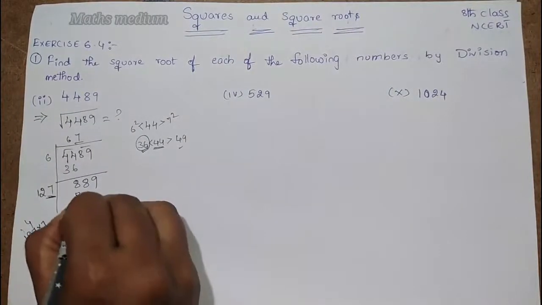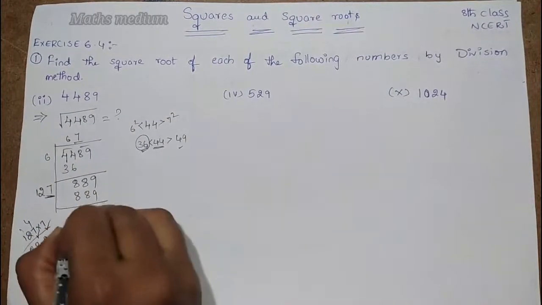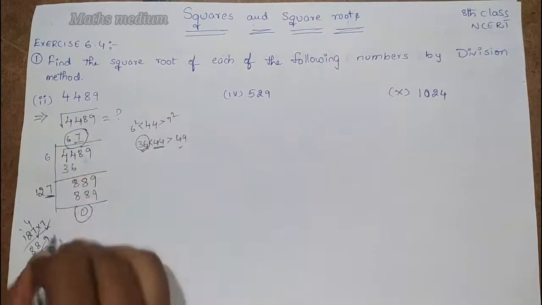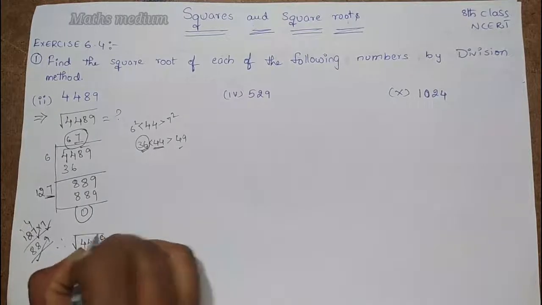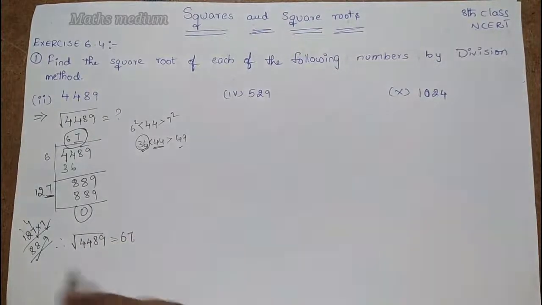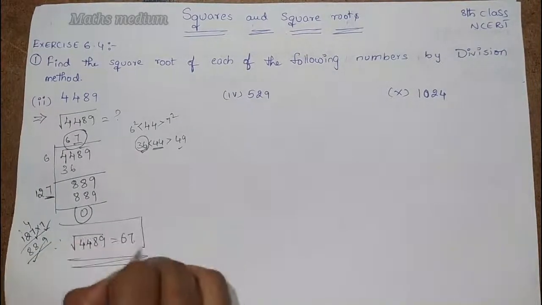So 889 minus 889 gets 0. Now the quotient is 67. So therefore the square root of 4489 is equal to 67. This is the answer for this one.